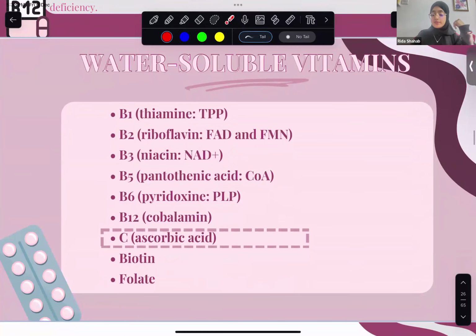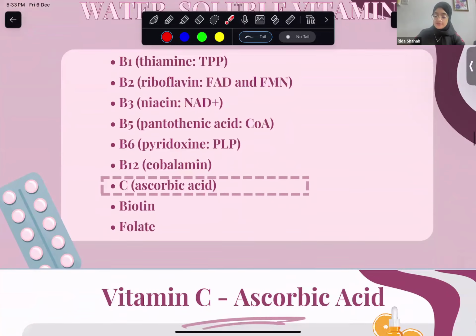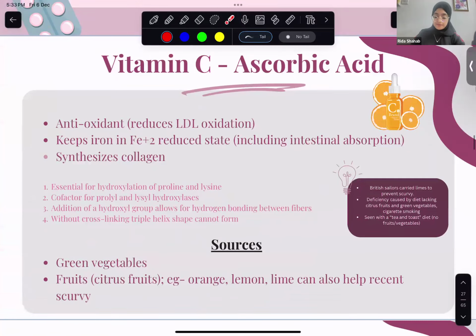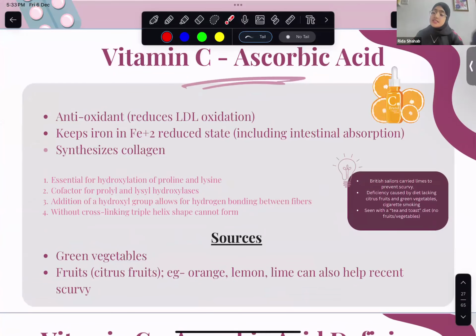We're going to talk about vitamin C now, which is ascorbic acid. We know vitamin C is an antioxidant and it reduces LDL oxidation. It also keeps iron in the reduced state, including intestinal absorption. And it synthesizes collagen, which is one of the most important things vitamin C does, which is why you can differentiate a vitamin C deficiency, okay?